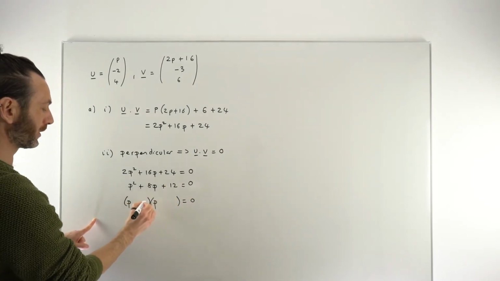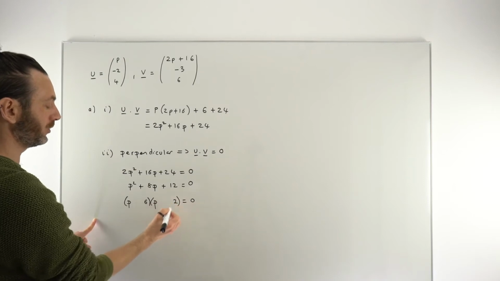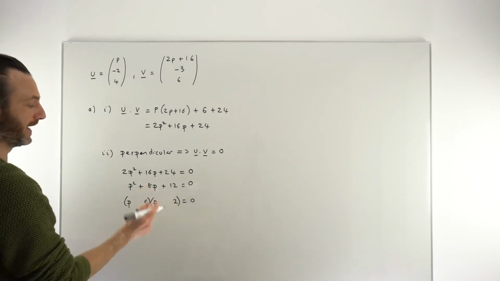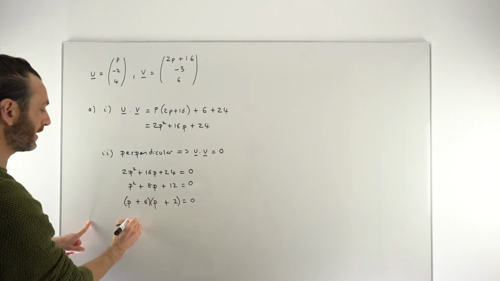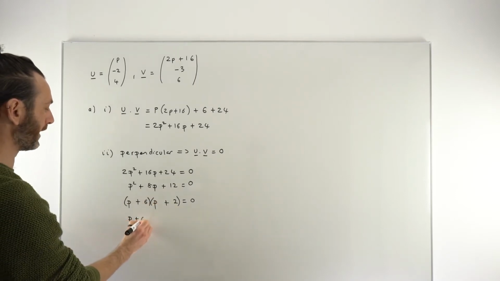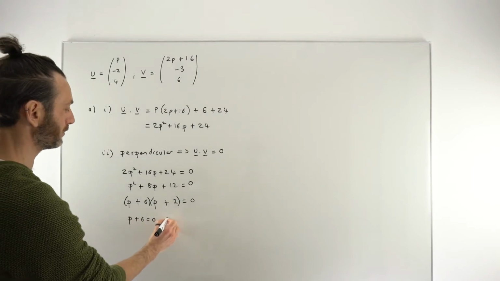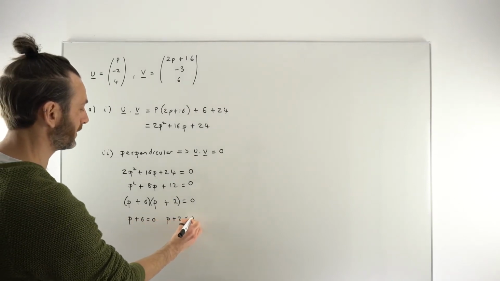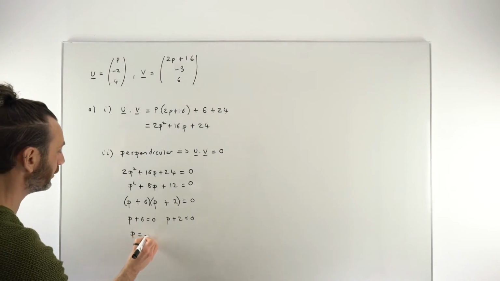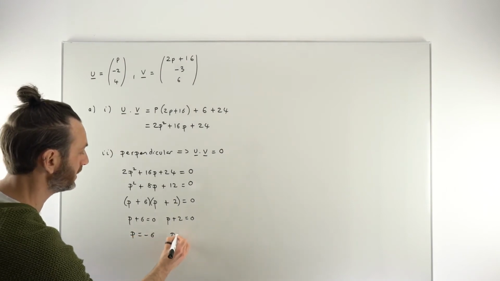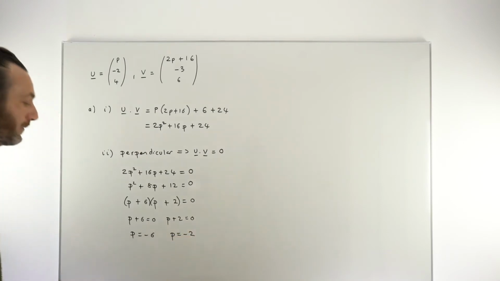To make the 12, we're going to use a 6 and a 2. Could use a 4 and a 3, but 4 and 3 doesn't add to make 8. 6 and 2 does, so it factorizes like this. Separating these into two equations, we're going to get p plus 6 equals 0 and p plus 2 equals 0. And then just solving these little linear equations to get p equals negative 6 and p equals negative 2.